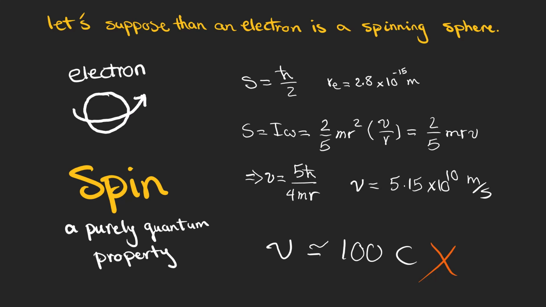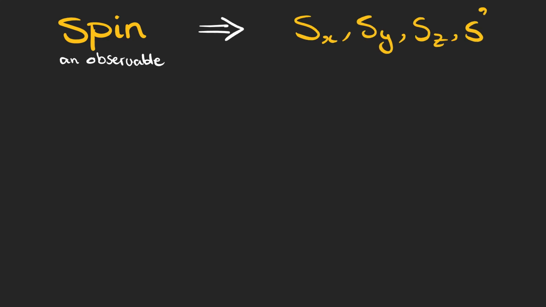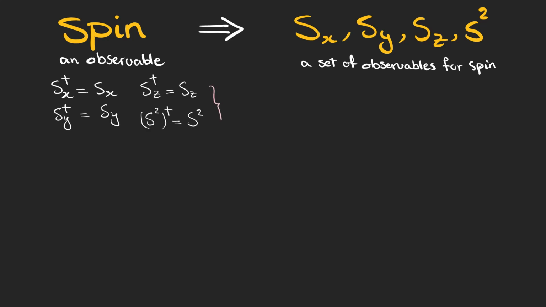An intrinsic property that causes particles to interact with magnetic fields. So, spin is another observable we need to deal with in quantum mechanics. And we know that for each observable, we can associate a Hermitian or self-adjoint operator, meaning that the complex conjugate of the operator is the same as the operator itself and yields real values when it acts on a state.